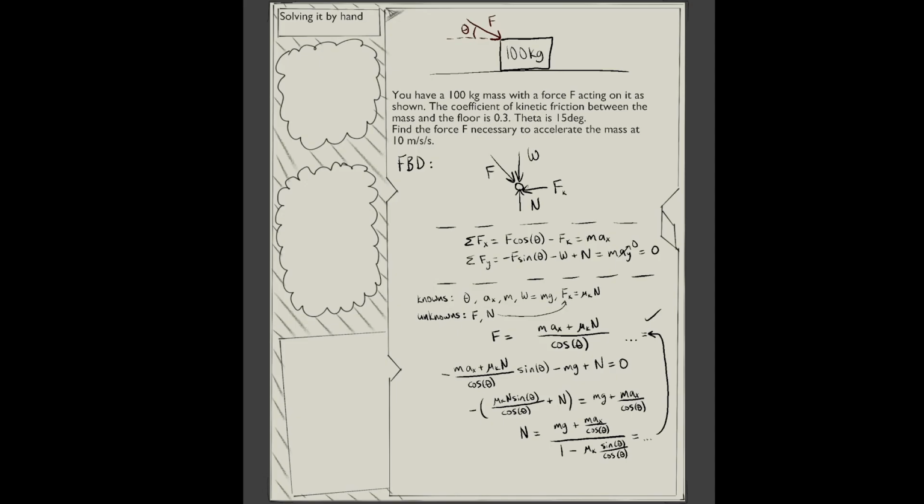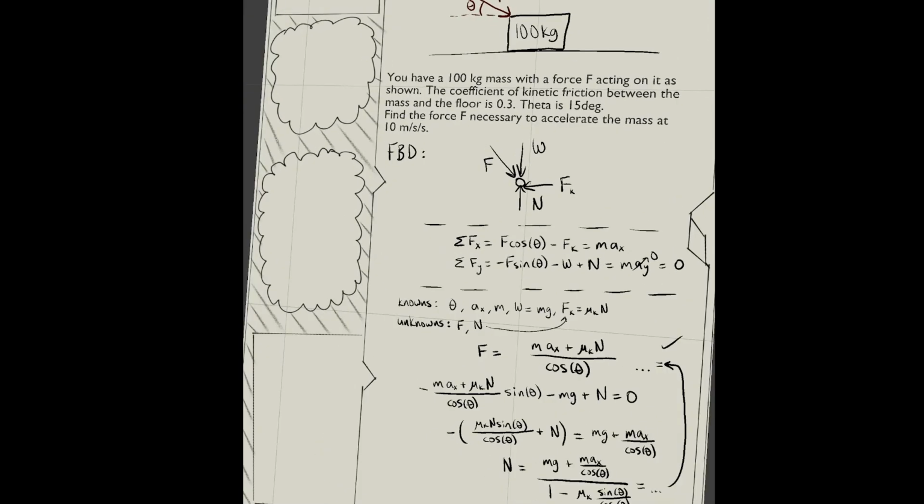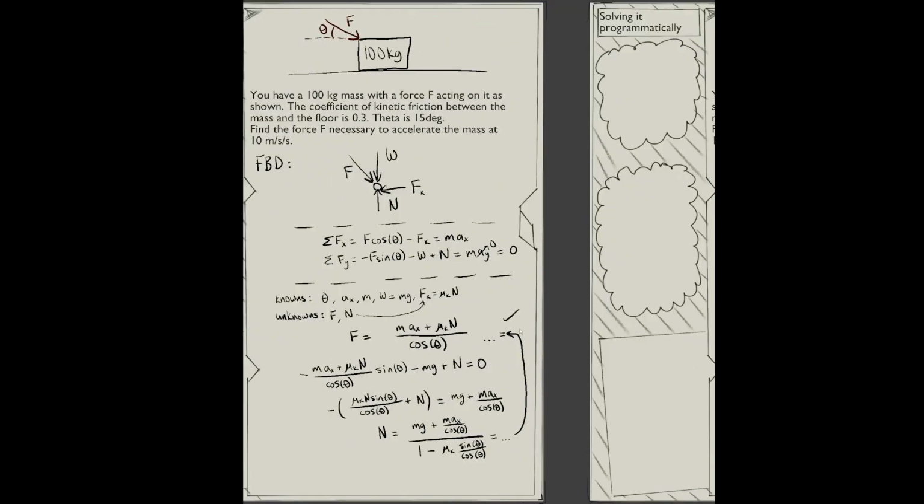Going on with this, we can solve for N once we plug that F into the sum of forces in Y equation. We get an N, and we can plug this in and say what F equals. We can calculate N out because we know all of these. We can just plug them in, and then plug that N into F and solve the problem. So that's how we'd solve it by hand, right? Solve a standard physics problem.